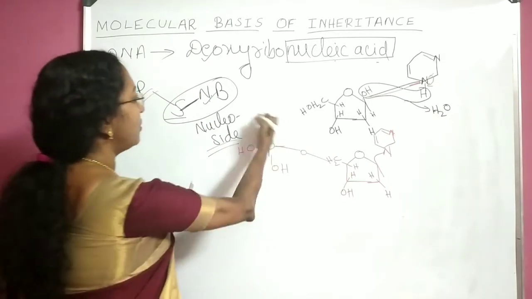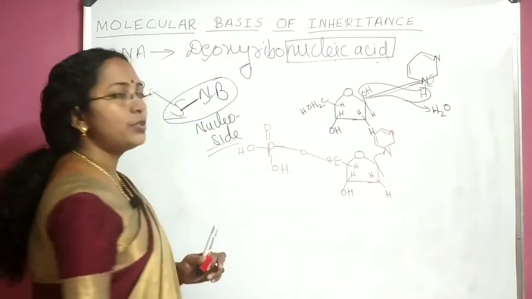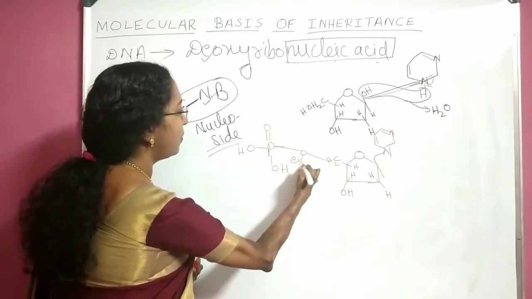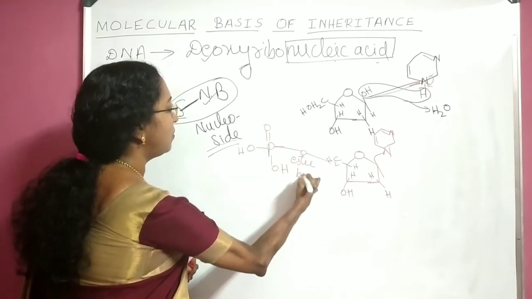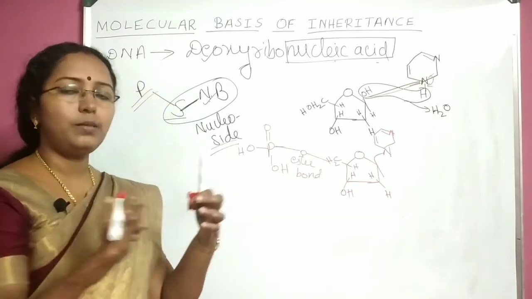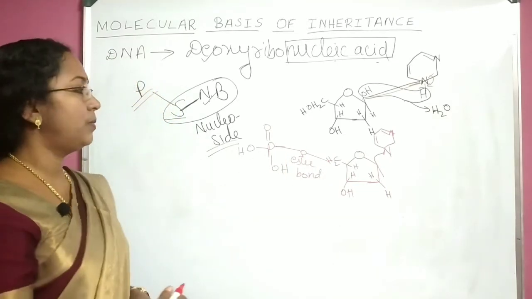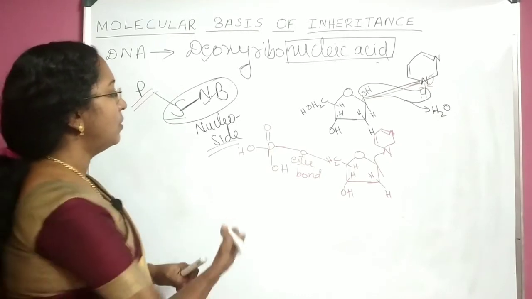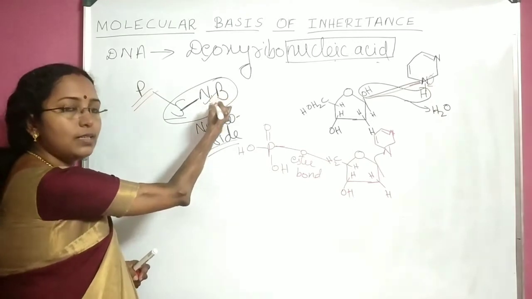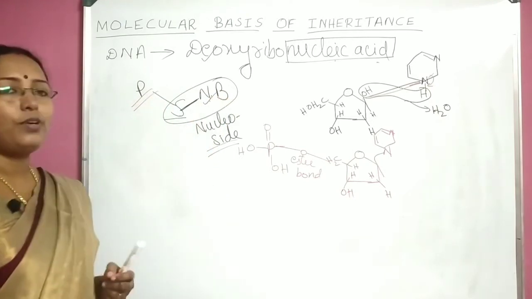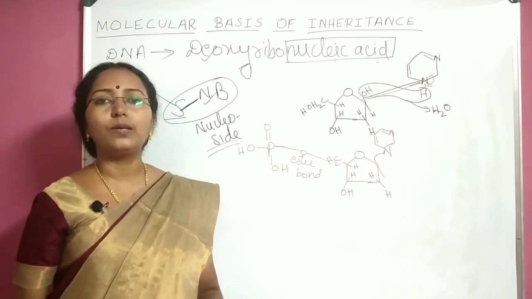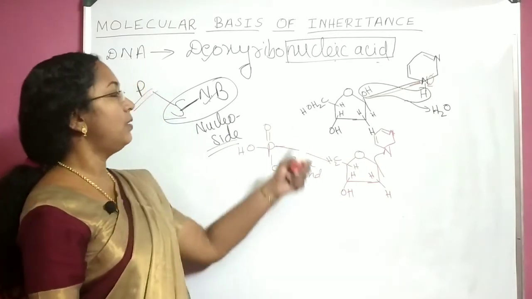Now see, phosphate is also bonded to the sugar molecule, and this bond is actually an ester bond, a phosphoester bond. Phosphate is there, with oxygen in between. So to the sugar, I had added the nitrogenous base, and I also added the phosphate molecule. So what did I get here? I got a nucleotide.